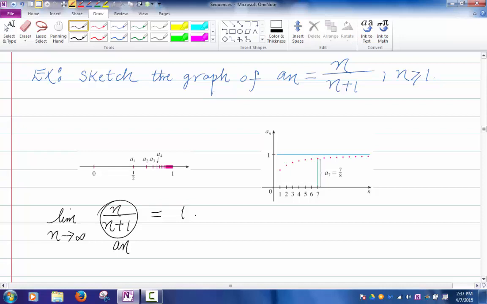Now from the pictures, it seems like our sequence n over n plus 1 is getting closer and closer to 1. Right? And we can express that by saying that the limit as n goes to infinity of n over n plus 1 is 1. Okay? Is everybody okay with that? Any questions? Now, we have seen limits before, but this is in the context of a sequence, but it's very similar.